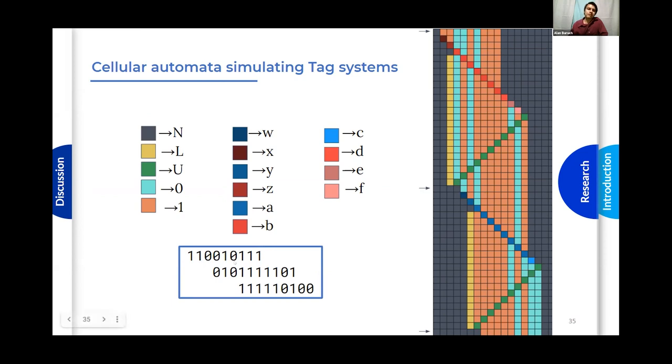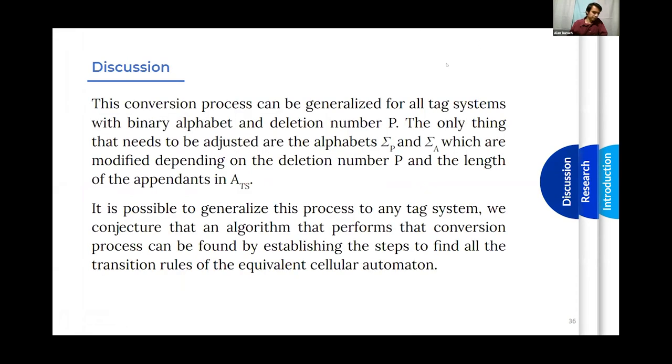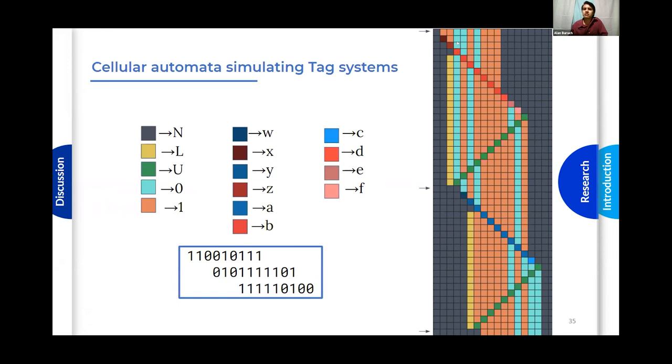the tag system that we defined before that produces these three strings. Here we can see the behavior of this tag system, and we can see here the strings generated here, and how this mechanism works, which we can simulate with this cellular automaton.